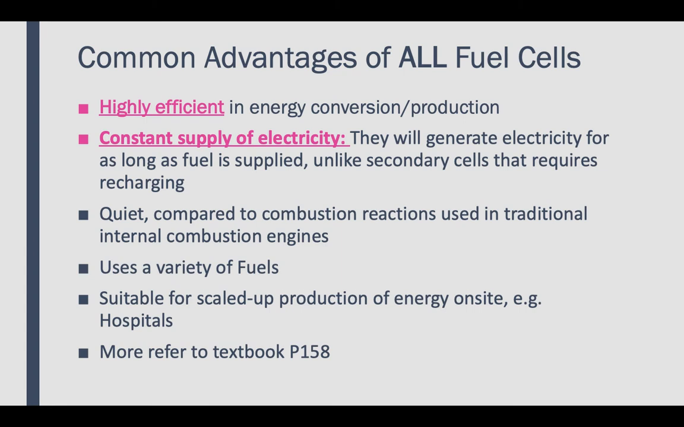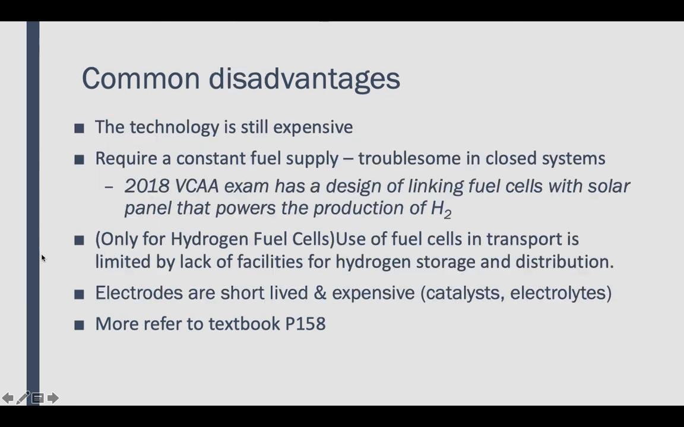You can see that one of the common advantages or promotions for hybrid cars, if they actually do use batteries, is that those batteries are quiet. So that is a selling point as compared to conventional cars. We can use a variety of fuels. We don't have to hang on to one tree. And then it's suitable for scaled-up production of energy on site. For example, it can be used for backup generators in hospitals. Your textbook gives you more advantages. I've listed some of the common ones.